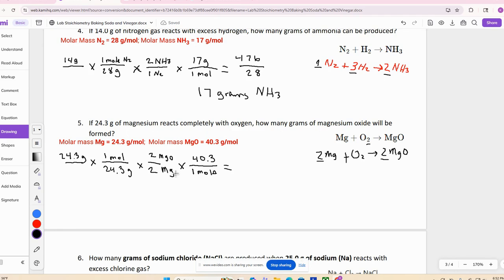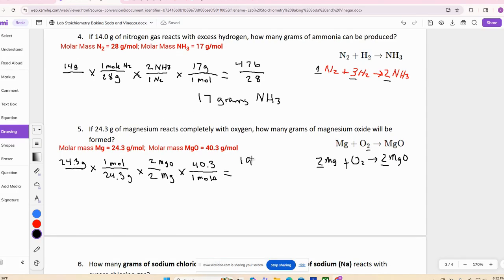So 24.3 times 1 is 24.3. 24.3 times 2 times 40.3 equals, go ahead and write this. I get 1,950. Oh no, here we go. I touched the button. Gosh dang it. I erase it. Let me try my mouse.